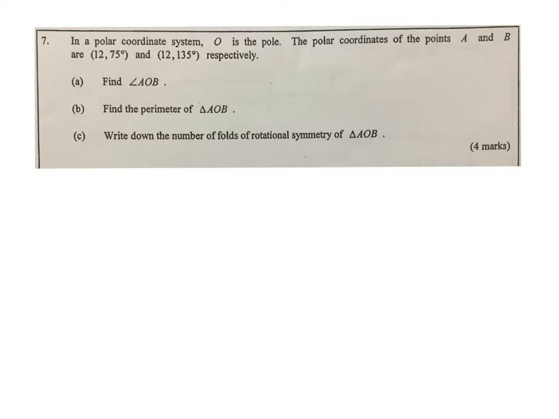This question is talking about the polar coordinate system. So let me take this as an example to explain what a polar coordinate system is. You have a pole and you have the polar axis. So point A, which is (12, 75 degrees).